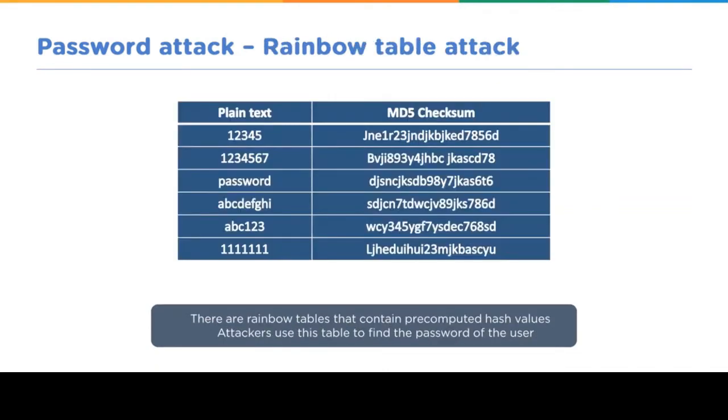Since the hashing algorithm is not reversible, you might think it is impossible to break a hash. However, there are methods to do so. Rainbow table attacks are a type of attack that attempts to discover the password from the hash.